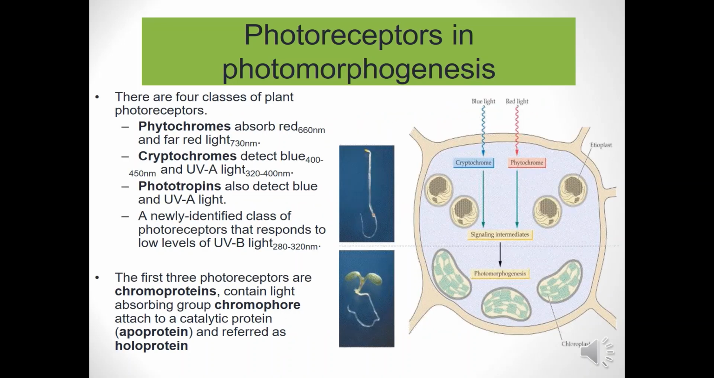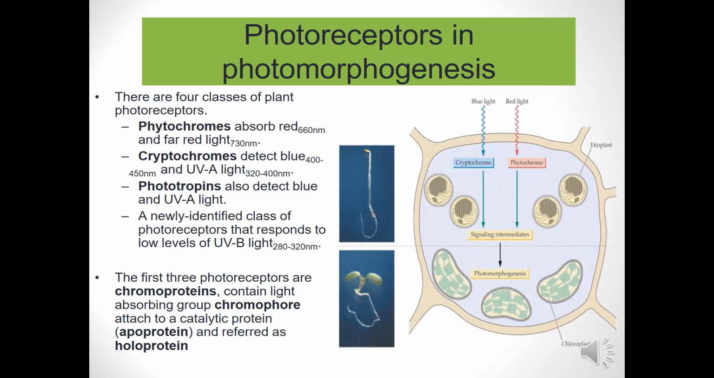As I told you just now, you know about the phytochromes and cryptochromes. For your information, photoreceptors do not only have two classes. Actually they have four classes. First phytochromes, second cryptochromes, third we call phototropins, and the fourth one is only a newly identified class of photoreceptor.